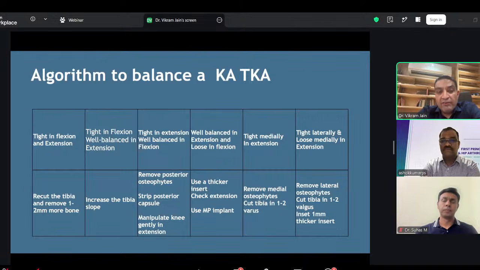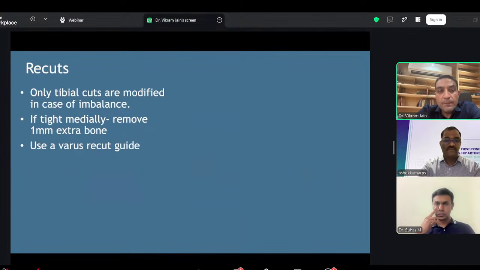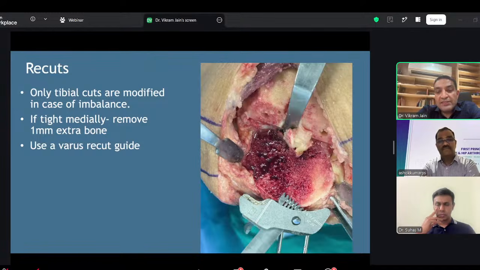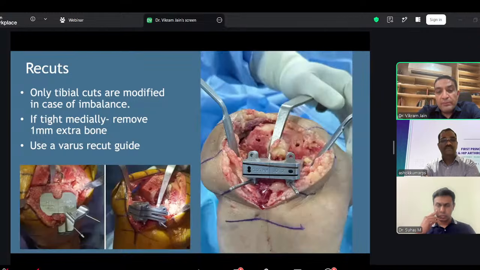You can redo a varus cut. You can do an extra cut on the tibia to balance the knee. Once you've done the preliminary trialing, you would know, and you can change the cuts on the tibia to balance the knee. So tibia cuts are the only end that is modifiable. So if you have to remove an extra millimeter of bone on the tibia, you can use the same jig and press your saw blade to remove an extra amount of bone. If more than 1 millimeter extra bone needs to be removed, then you'll have to use an extra jig, which is called a varus recut jig, like here, to remove extra bone on the tibia.